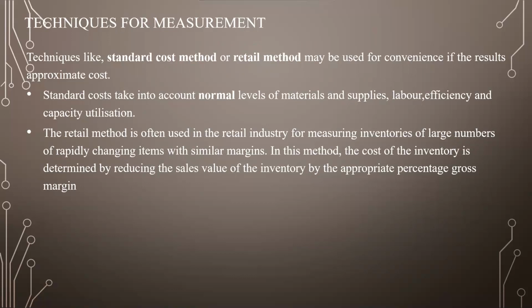The retail method, on the other side, is specifically used in the retail industry, where inventories are measured in large numbers. There is a rapidly changing environment in that particular segment. So the cost of inventory is determined in that industry by reducing the sales value of the inventory by an appropriate percentage of the gross margin. Now, the majority of the manufacturing industries, which don't fall under retail, broadly follow the standard cost method.